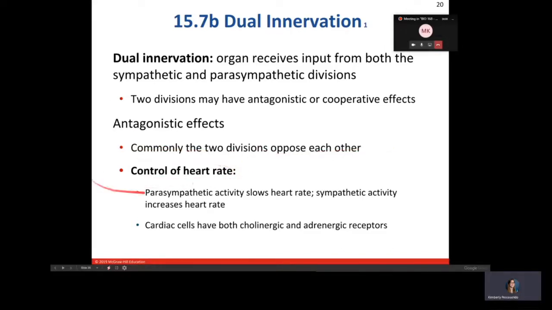A couple of good examples: control of the heart rate. Parasympathetic activity slows the heart rate, whereas sympathetic activity increases the heart rate, right? So once again, this allows us to maintain homeostasis, to maintain that set point. And the cardiac cells have both cholinergic and adrenergic receptors so that they can respond to the neurotransmitters from both systems.